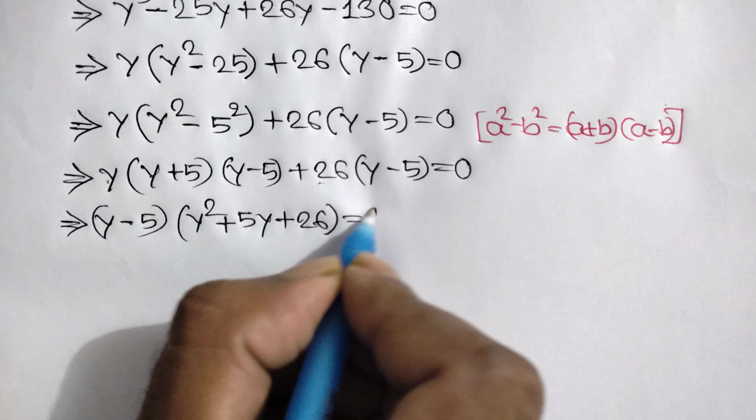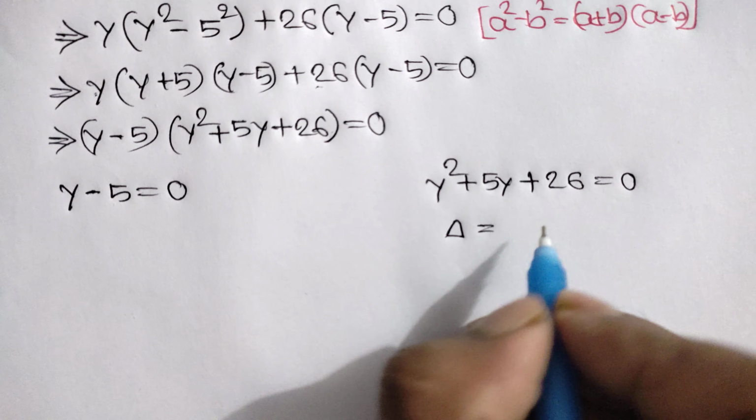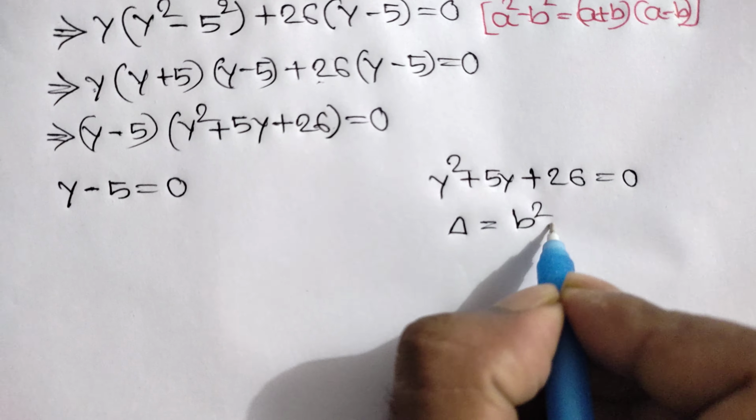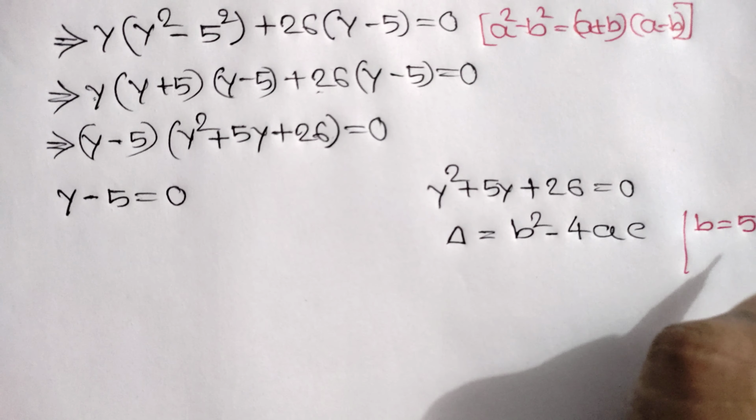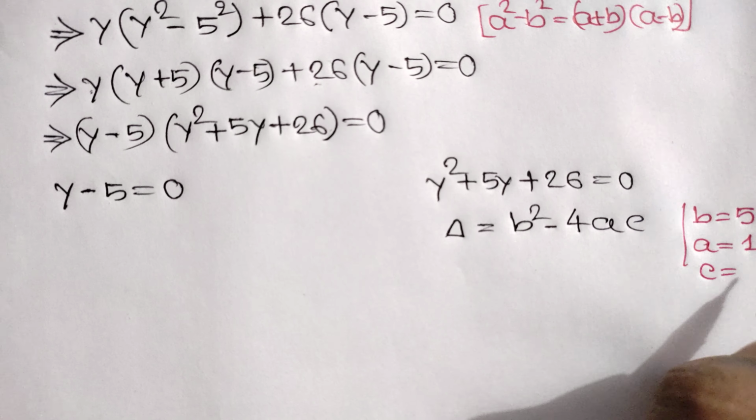Now from here we have two solutions, so we can write here y minus 5 is equal to 0 and y square plus 5y plus 26 is equal to 0. Here we can use the discriminant formula, so we can write delta is equal to b square minus 4ac. Here b is equal to 5, a is equal to 1 and c is equal to 26.